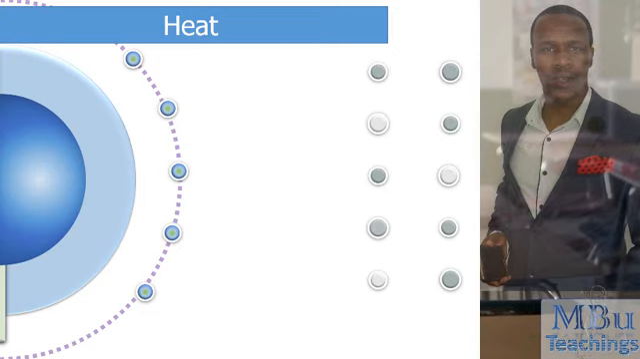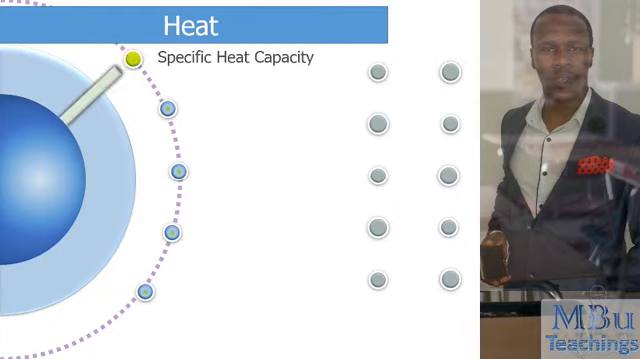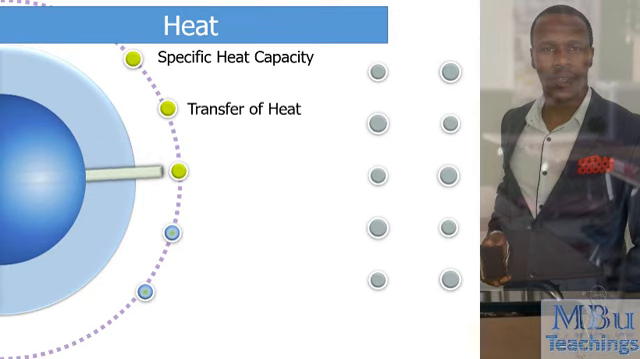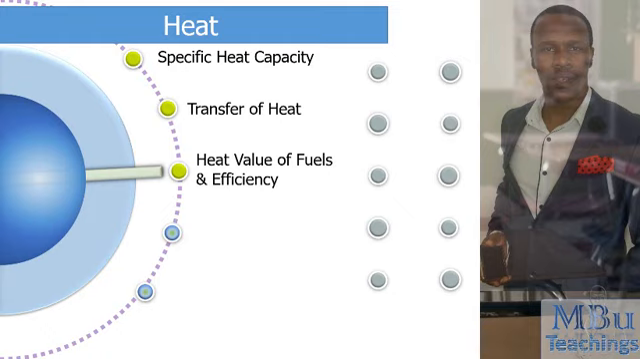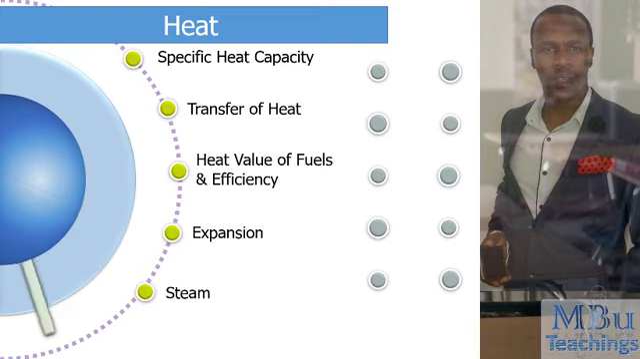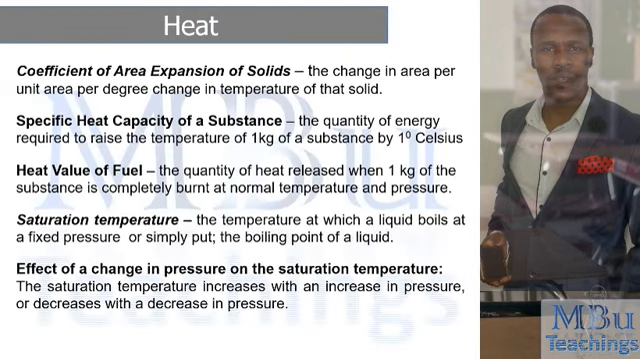Today we are talking about heat. We will basically focus on five topics: specific heat capacity, transfer of heat, where we will mostly be dealing with the two basic conversions, the law of the conservation of energy, heat value of fuels and efficiency, expansion, and finally steam. So that's what we'll be dealing with in today's section.